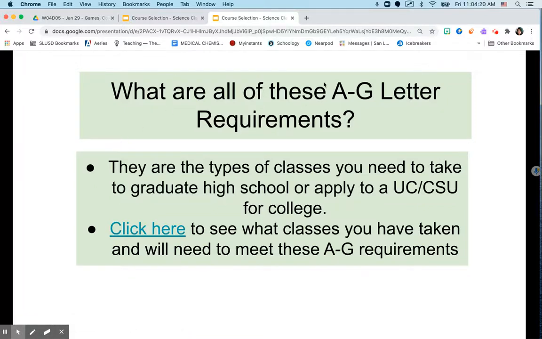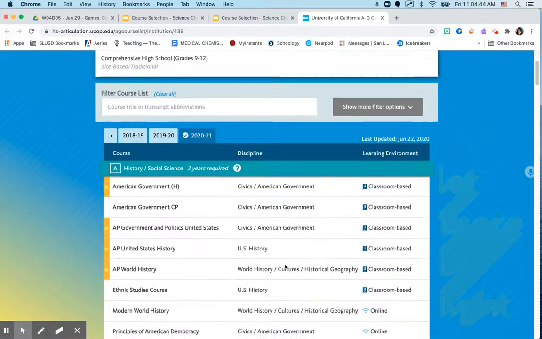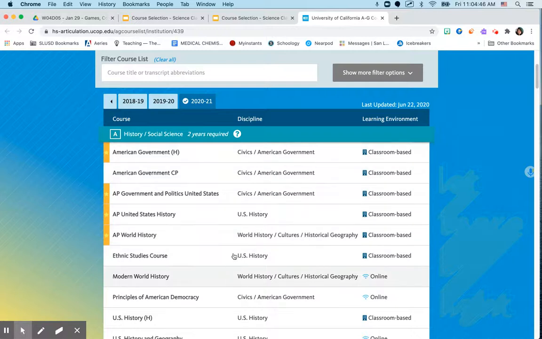So a little bit more about the A through G requirements. Basically, these are the types of classes you need to take in order to graduate high school and also apply to a UC or a CSU for college if you are interested. So in the slides that I shared with you, you can click here and it will take you to a list of all the courses we offer at San Leandro High School, organized by A through G.